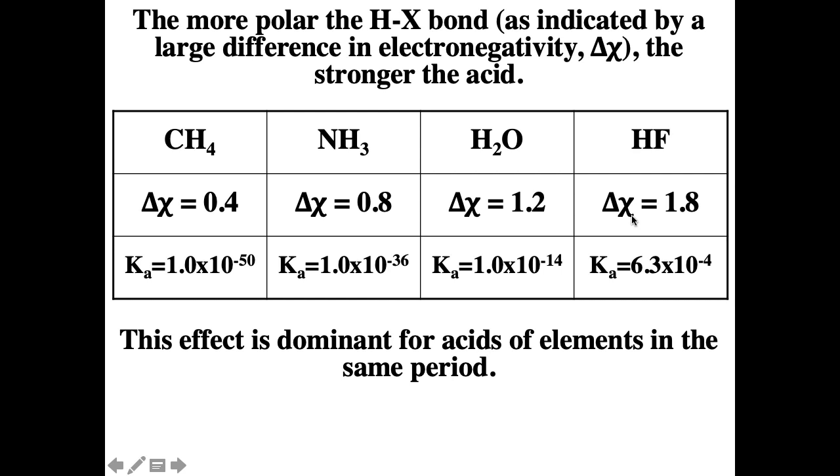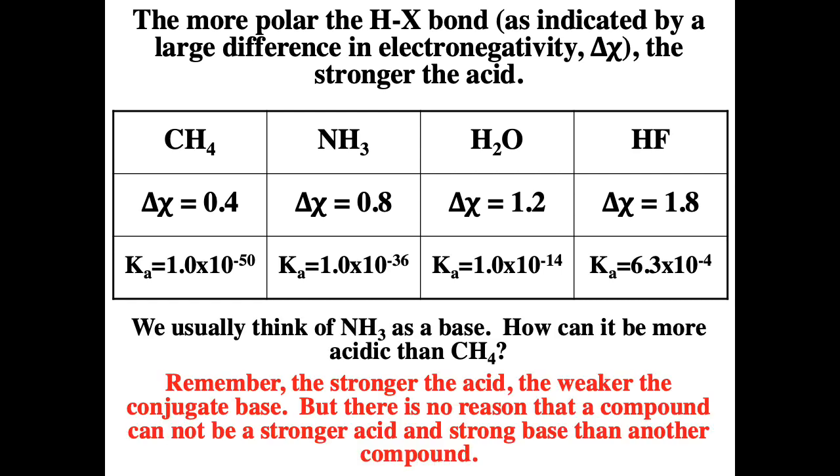Of these 4, HF is going to have the most polar bond, 1.8. And it has the largest Ka. Remember, the bigger the Ka, the stronger the acid. Methane, carbon and hydrogen, has the least polar bond, and it's the least acidic. And so the more polar the bond, the more acidic. Again, if you think about it, it's losing a hydrogen ion, so that bond has to be polar.